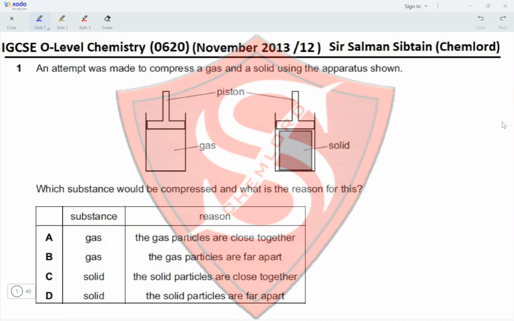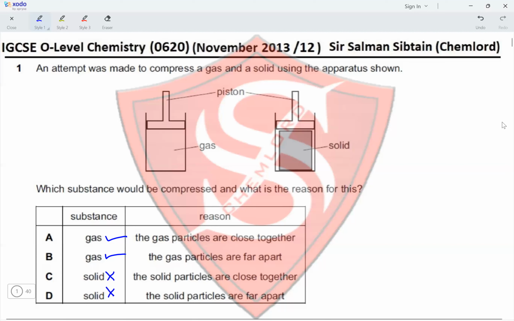So the gas would be compressed, not the solid, because the solid would be occupying the complete space, but the gas molecules have spaces between them, so they can be compressed and the molecules can be brought closer together, and this would cause an increase in pressure and a decrease in volume. So this eliminates options C and D.